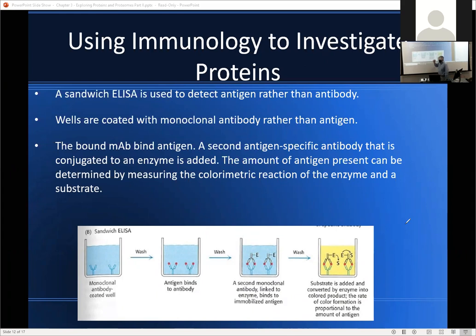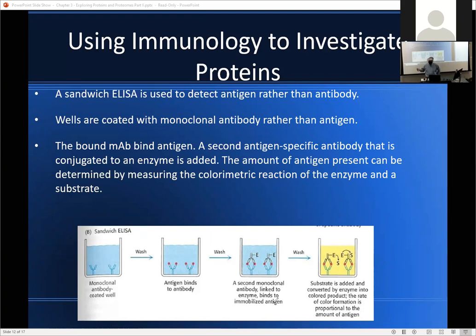Okay, so again, in the first step, we coat the wells. In indirect ELISA, we coated the well with antigen. In sandwich ELISA, we coat the wells with antibody. For example, in this example, they're using a monoclonal antibody coating the wells. Second step is where we add our protein sample. If there's protein present in our protein sample, of course, the monoclonal antibodies are going to bind to it. Remember, because we're using monoclonal antibodies, these are very specific. They only recognize one particular epitope on the protein.